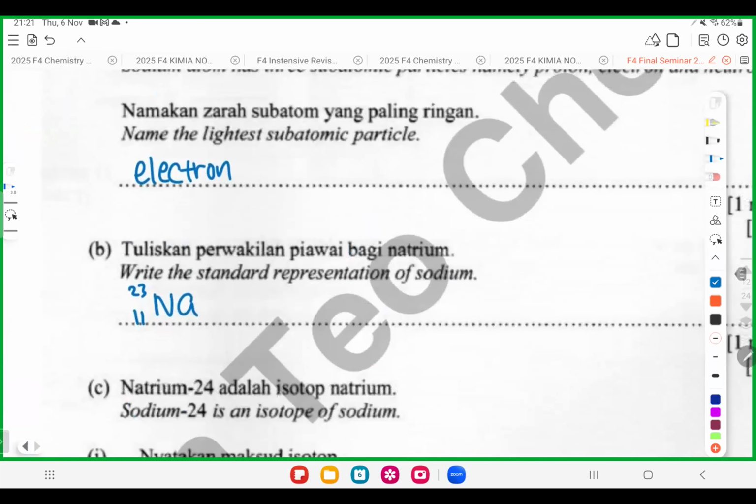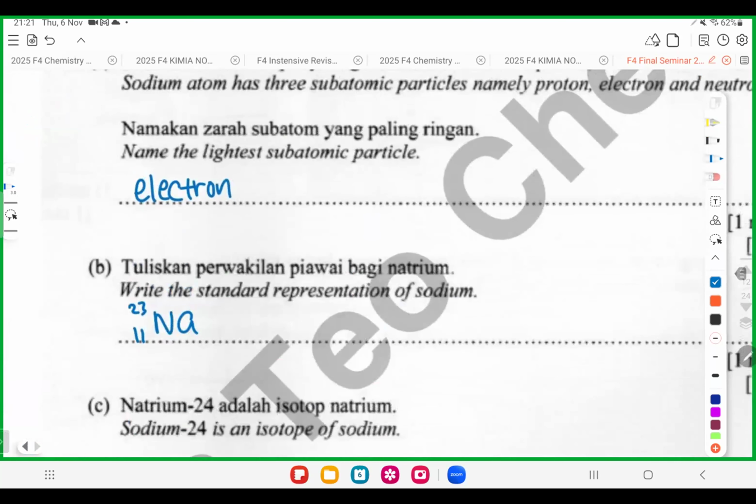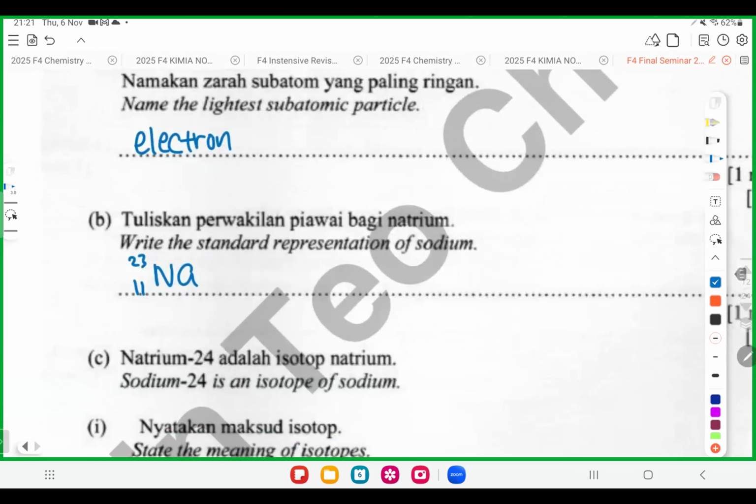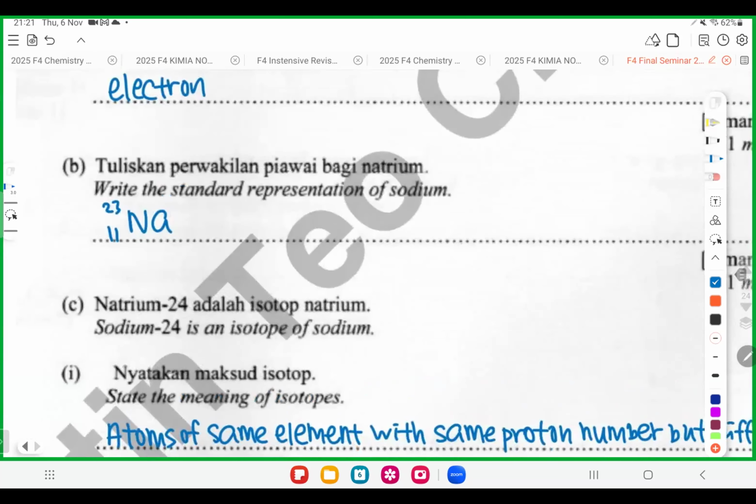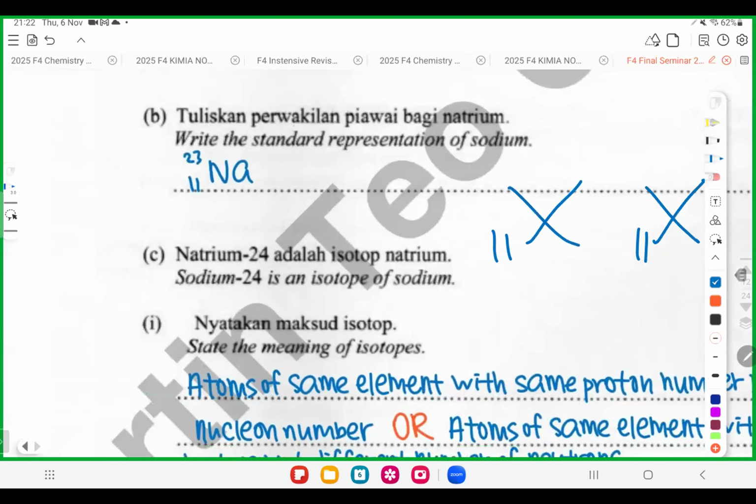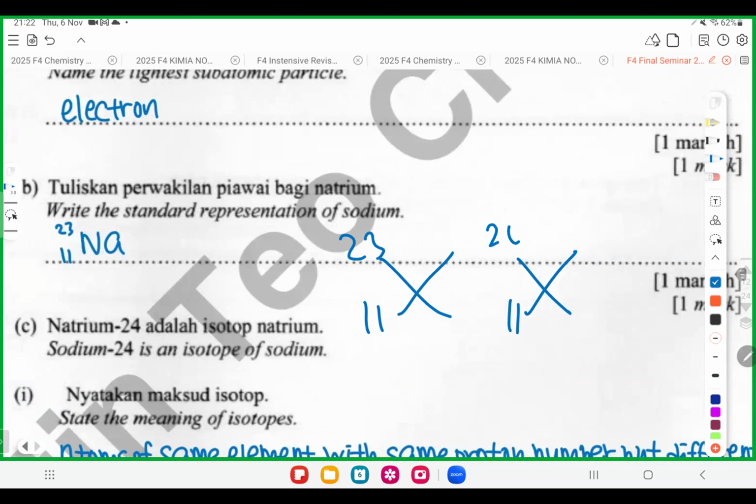Okay, now sodium 24 is an isotope. Again, you learn about isotope in chapter 2. What is the meaning of isotope? Many students answer wrongly for this. Isotope is atom of the same element with the same proton number. Isotopes have the same proton number, but they have different nucleon number.